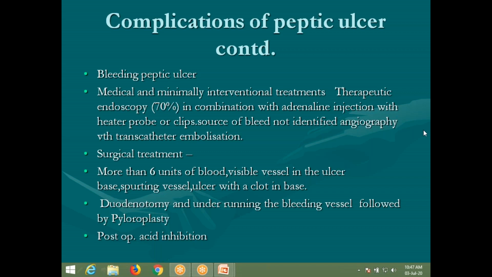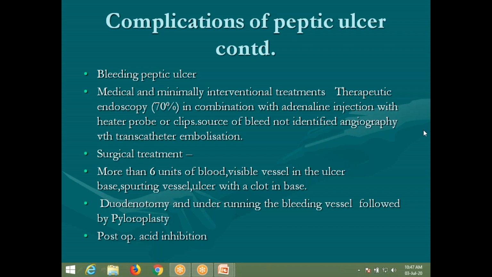Initially we'll start with PPIs or H2 antagonists, and with the help of endoscopy, we are able to diagnose 70% of the bleeds. So when we do an endoscopy, we can identify the bleed and we can do an adrenaline injection. Now we will just try to cauterize it. We will touch it with the heat probe or we can apply a hemoclip. Okay. So we will first try to do a less invasive procedure rather than directly going for surgery.